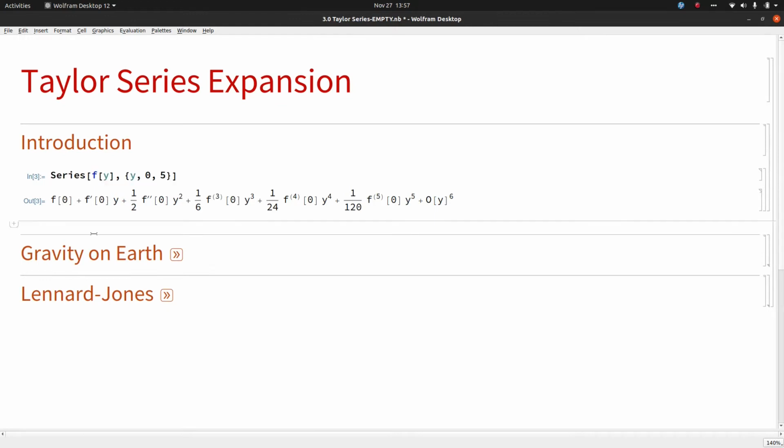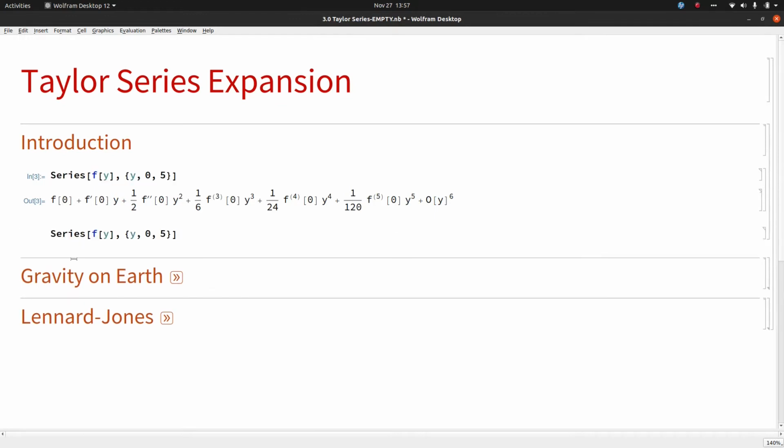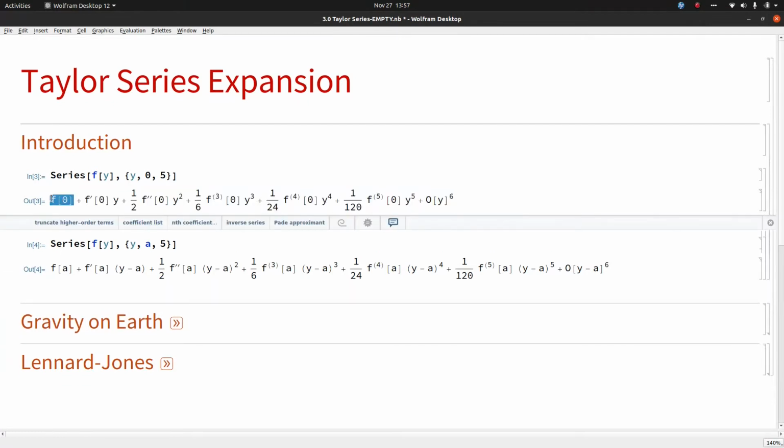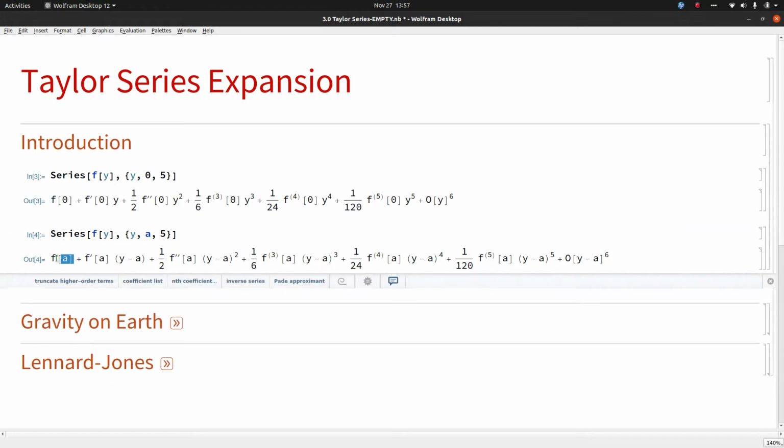We do not have to expand it around y equals 0. We could expand it around some other value. I'm going to say expand around y equals a. The difference, as you'll see, is that now it's not going to be f of 0 that I plug in here. I'm going to be approximating it near the point a, so I'm going to plug in f of a.